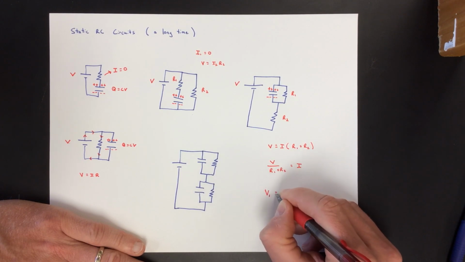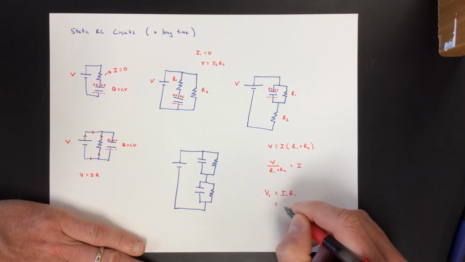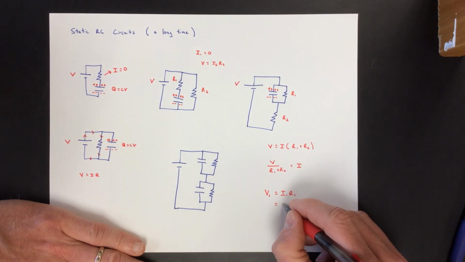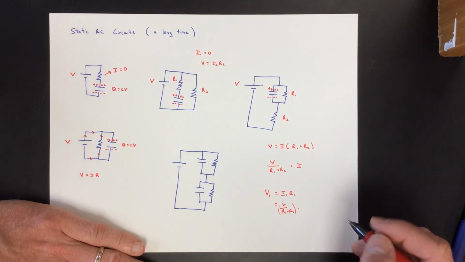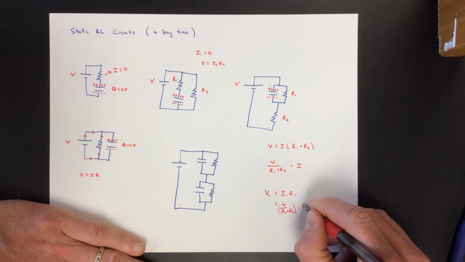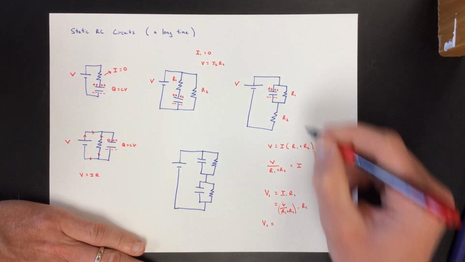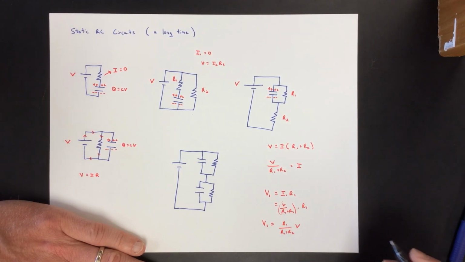Right? V1 is its own I times its own R, but V1 is what? V1 is the current flowing here, but we already decided that that is the total current, V over R1 plus R2, times R1. Okay, and you can see then that V1, the voltage over R1, is equal to R1 all over R1 plus R2 times V, and so V1 is some fraction of the total voltage.